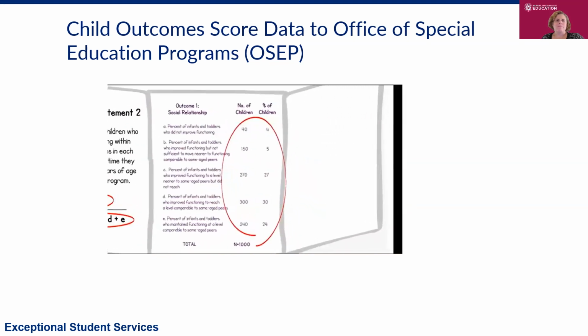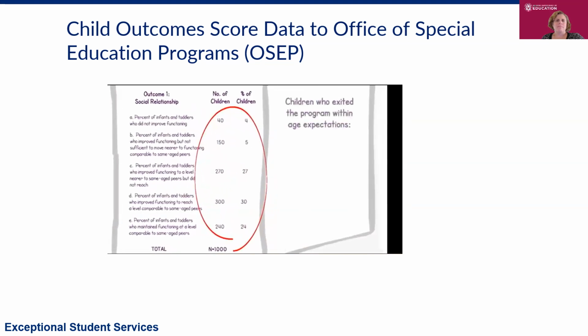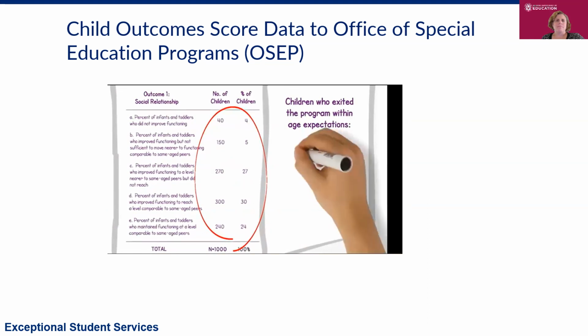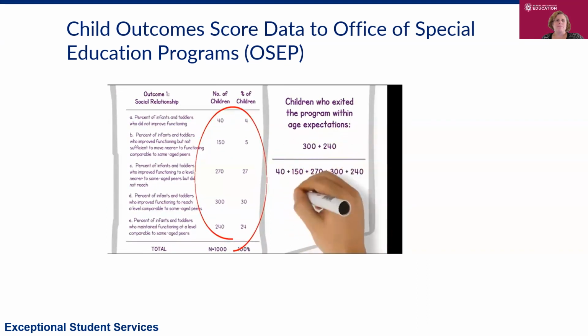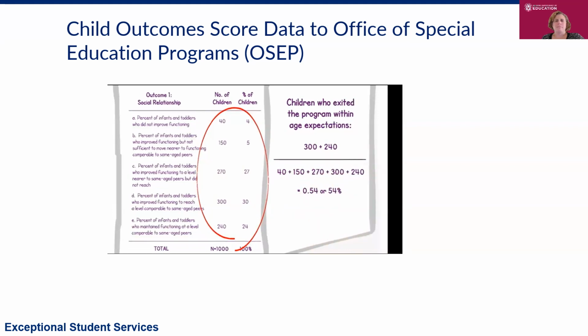This summary statement is often described as children who exited the program within age expectations. For the same example, 54% of children who exited the program were functioning within age expectations in social relationships.